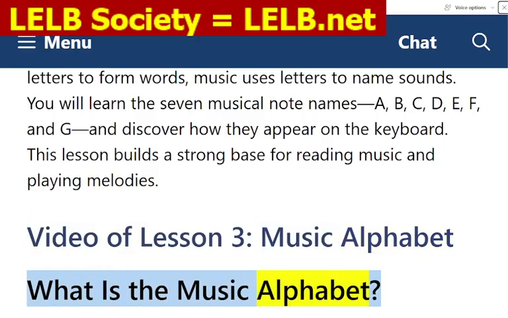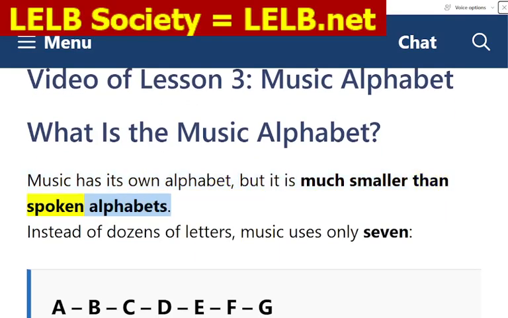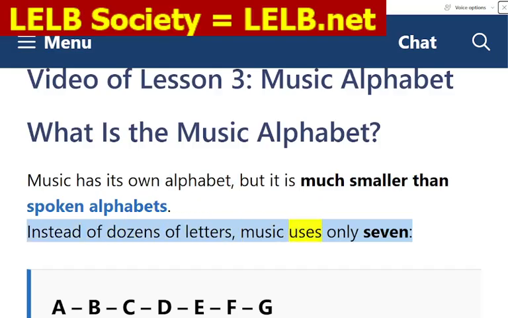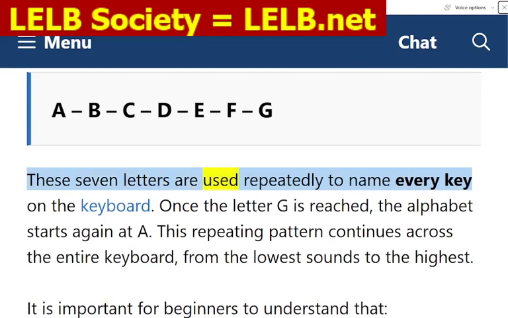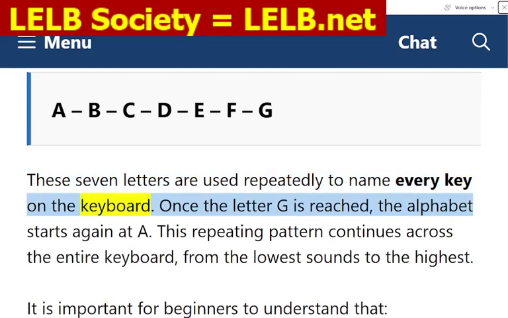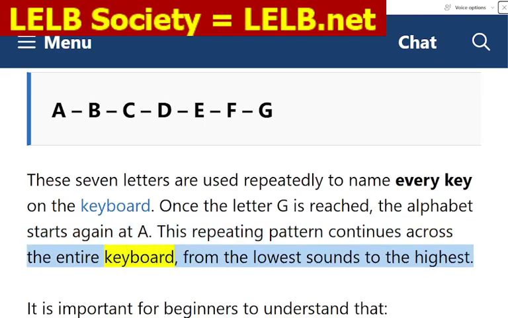What is the music alphabet? Music has its own alphabet, but it is much smaller than spoken alphabets. Instead of dozens of letters, music uses only 7. A, B, C, D, E, F, G. These 7 letters are used repeatedly to name every key on the keyboard. Once the letter G is reached, the alphabet starts again at A. This repeating pattern continues across the entire keyboard, from the lowest sounds to the highest.